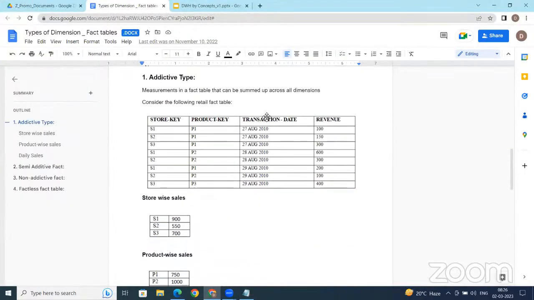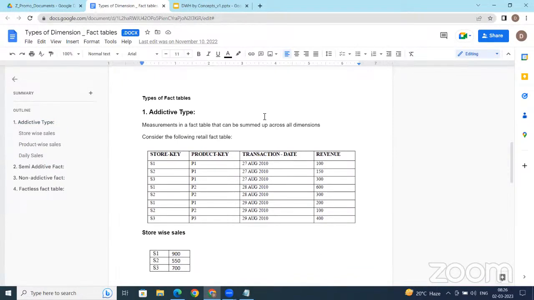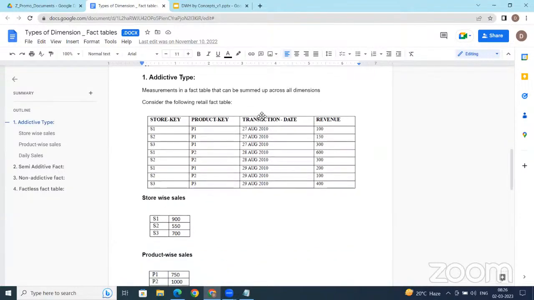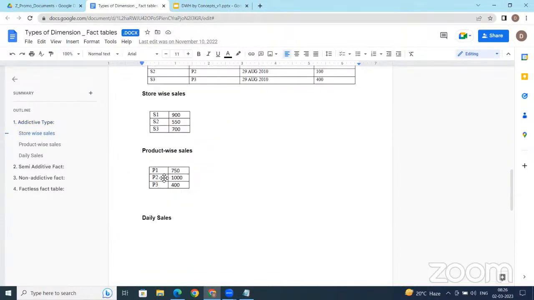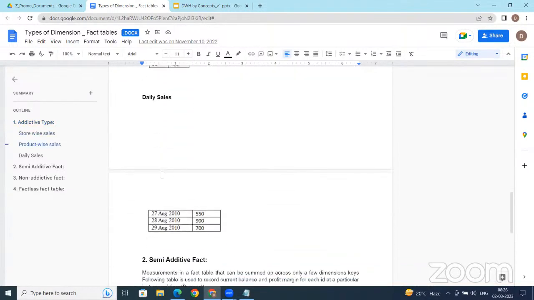Now let's move on to the different types of fact tables. A fact table contains foreign keys and the measure values. So what are the measure values? Additive facts. These measures are taken across all the dimension tables, using the foreign keys: product key, store key, transaction date, and what is the revenue. Store-wise and product-wise, they can calculate these additive facts, like daily sales.